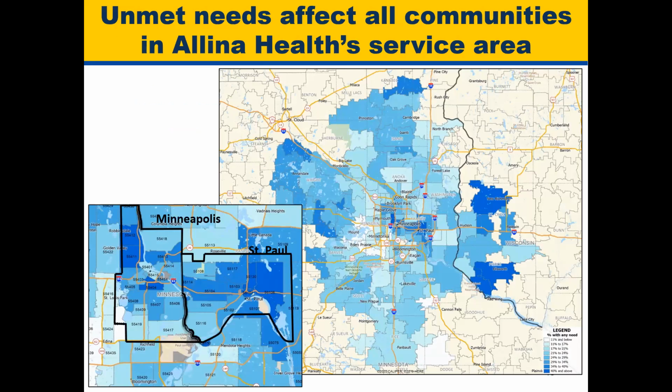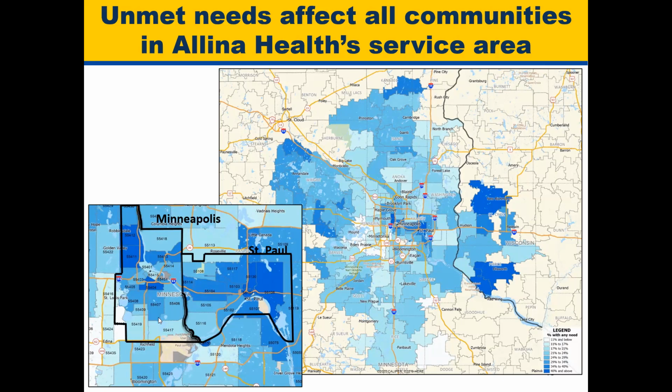So we did map out all of our needs data across our service area. This is by zip code, and you'll see the darker blue indicates higher rates of need. The lighter blue indicates lower rates of need. The message here is that unmet needs affect all of our service area. It's not just an urban problem.